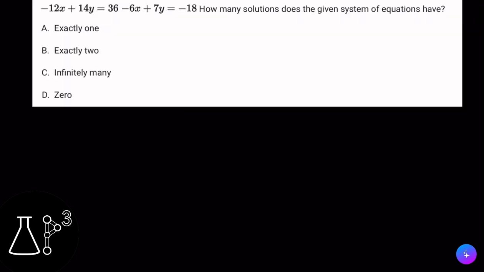Let's look at this question. How many solutions does the given system of equations have? So I'm given two equations. I'm given negative 12x plus 14y equals 36, and I have negative 6x plus 7y equals negative 18. And I've got to figure out how many solutions these equations have.